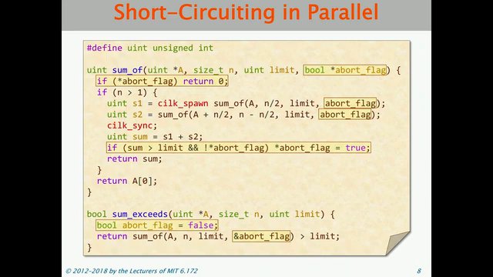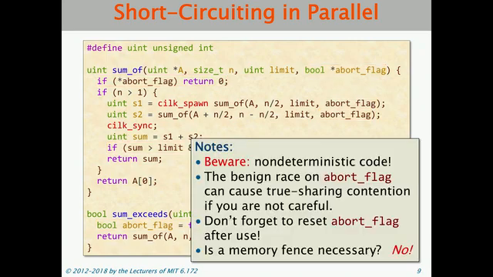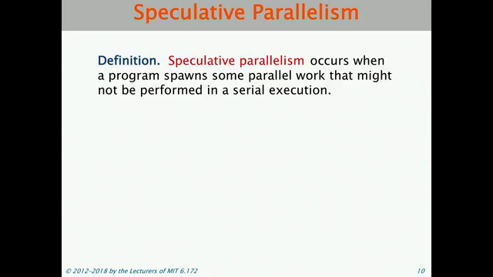Does that make sense? So you don't need a memory fence. So that's a classic instance of speculative parallelism. It occurs when a program spawns some parallel work that might not be performed in a serial execution. So you're performing it anticipating that you're probably going to need to do it. Typically what you want to do is have some way of backing out if you discover that you didn't need to do that. Have some way of making sure that you don't do any more.